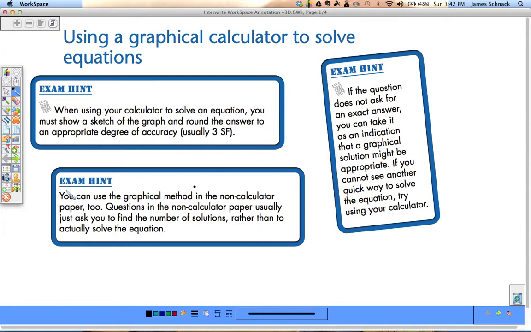And sometimes questions simply ask how many solutions there are rather than to actually find them. And in a case like that, I hope you're thinking, well, use the discriminant, silly. But not all equations are going to be quadratic, so there isn't going to be a discriminant. But we could look at a picture to tell how many solutions there will be.